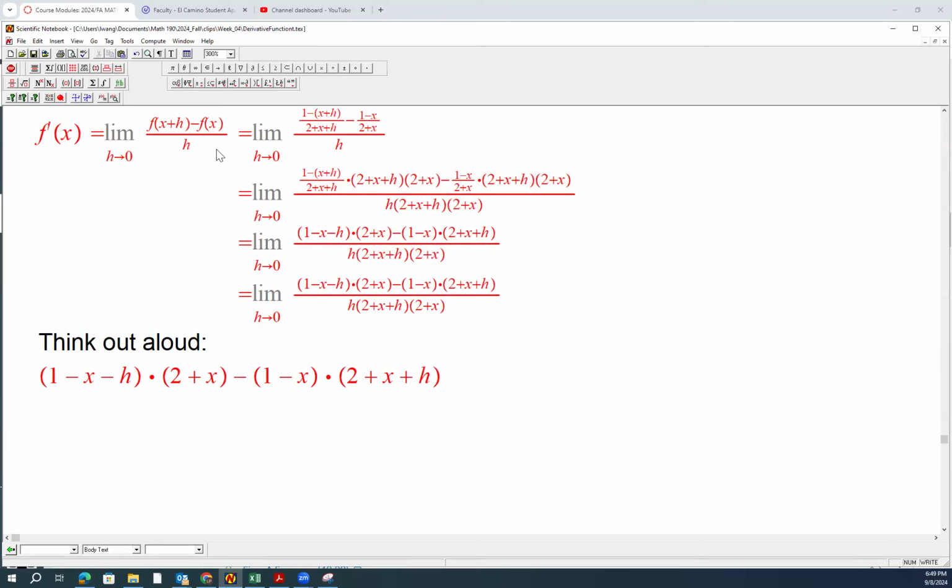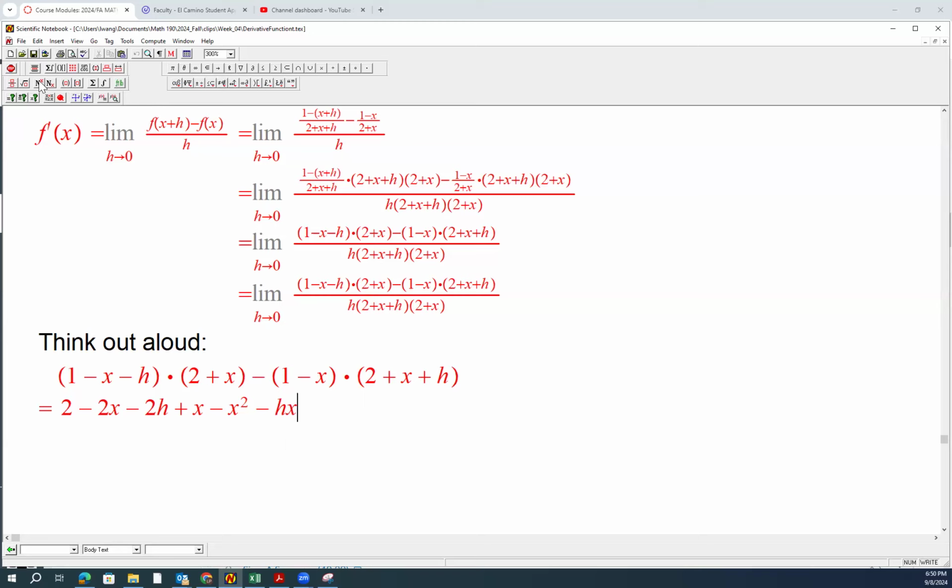Now, equals 2 times 1, that's 2. 2 times negative x is minus 2x. 2 times negative h is minus 2h. Okay, so 2 times all of these in the parentheses is done. And then I take the x and multiply everything inside the parentheses. So I'm going to have plus x, minus x squared, minus hx.